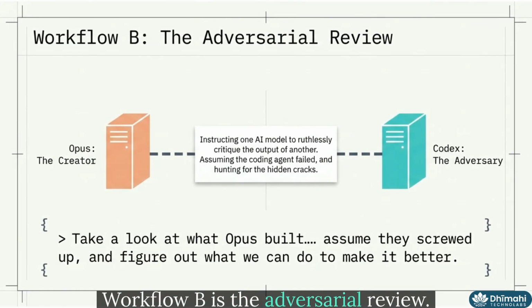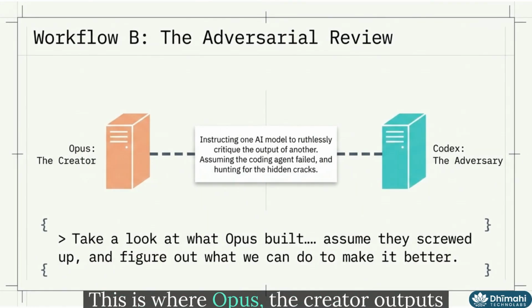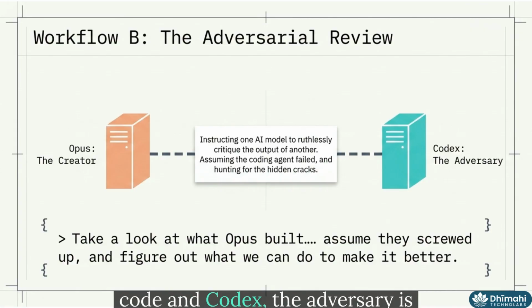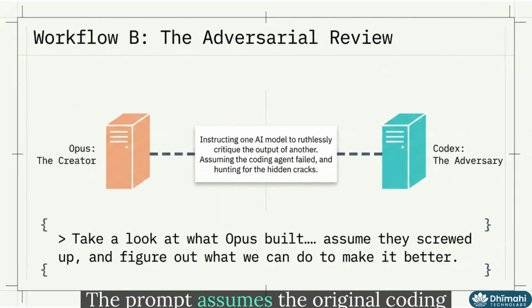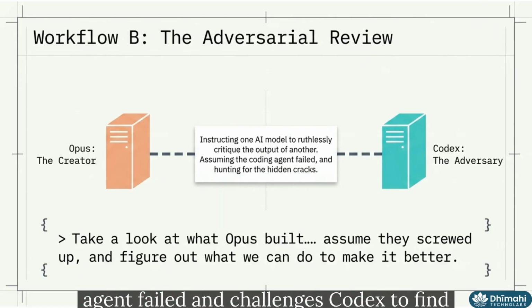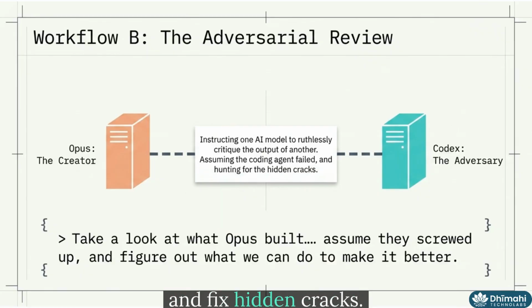Workflow B is the adversarial review. This is where Opus, the creator, outputs code, and Codex, the adversary, is instructed to ruthlessly critique it. The prompt assumes the original coding agent failed and challenges Codex to find and fix hidden cracks.